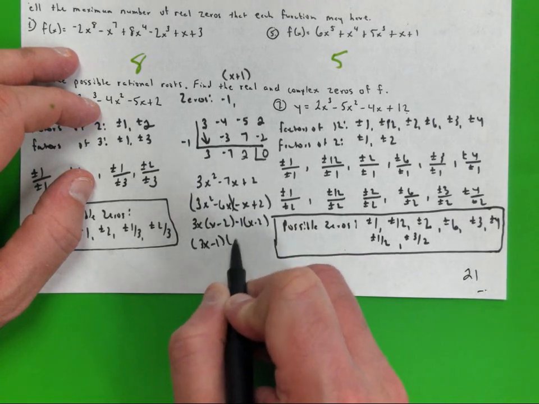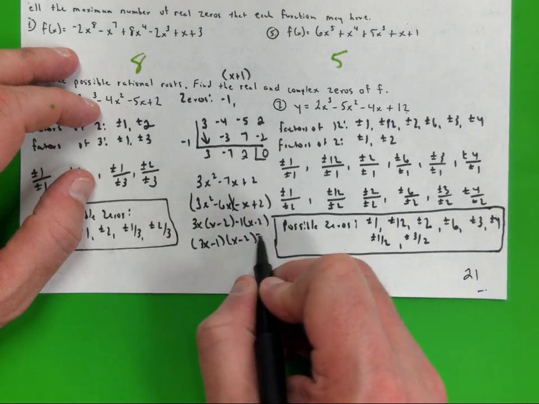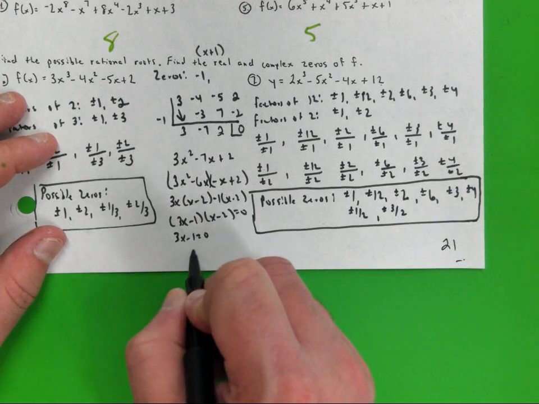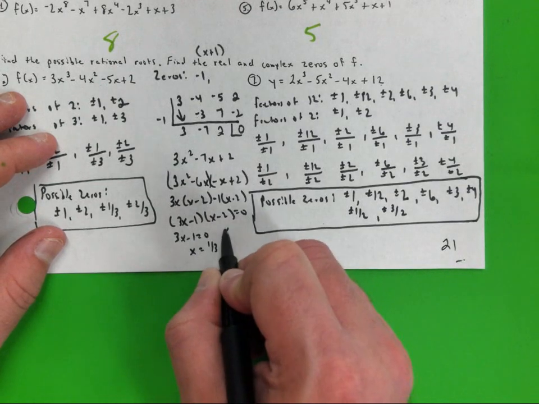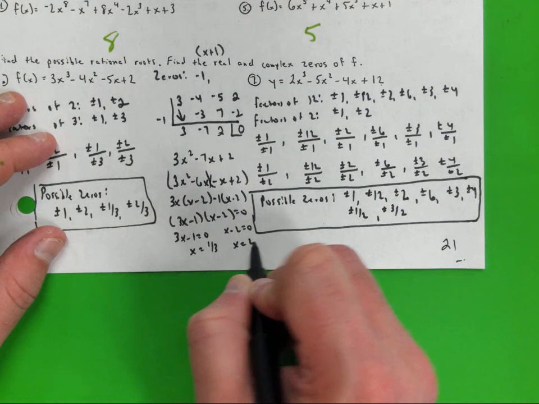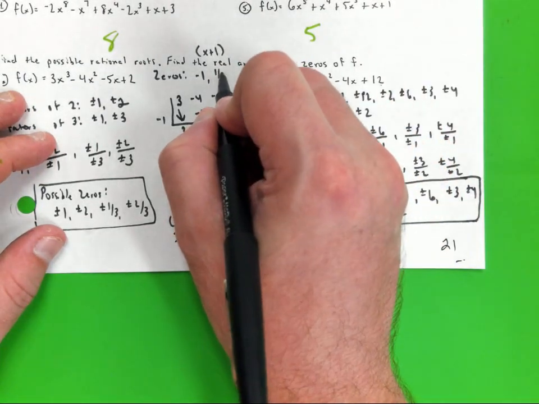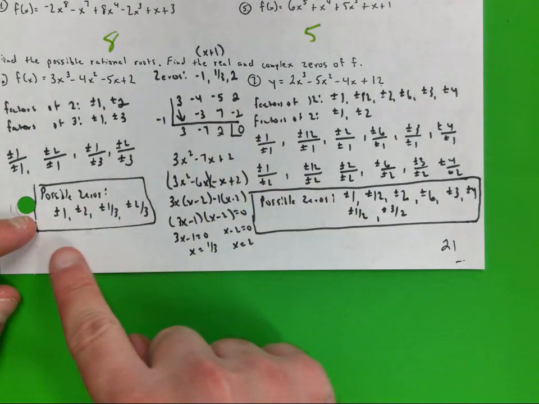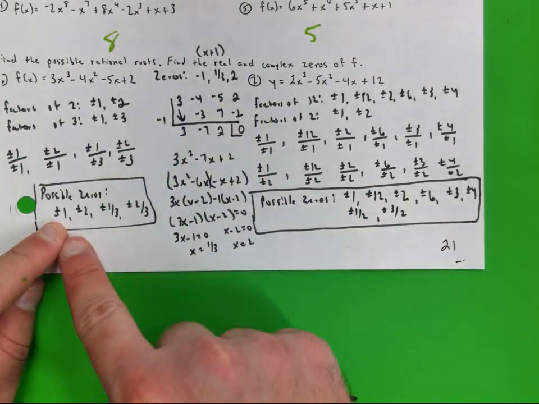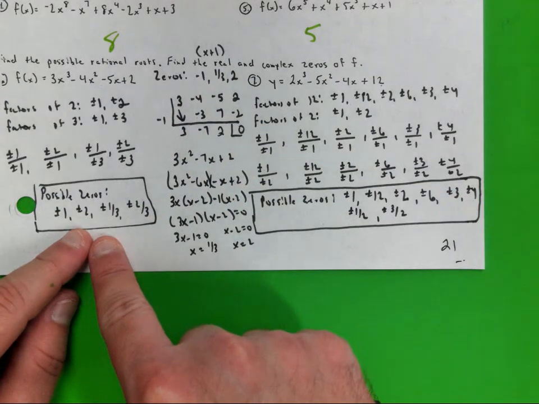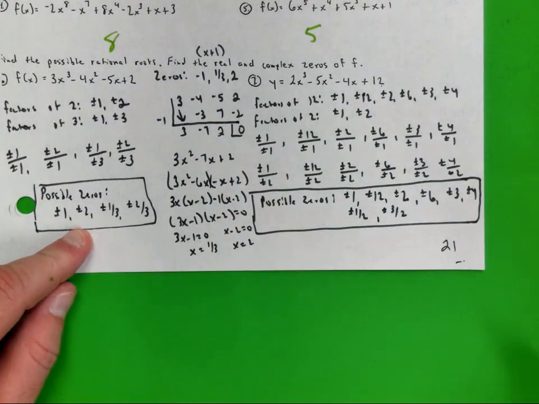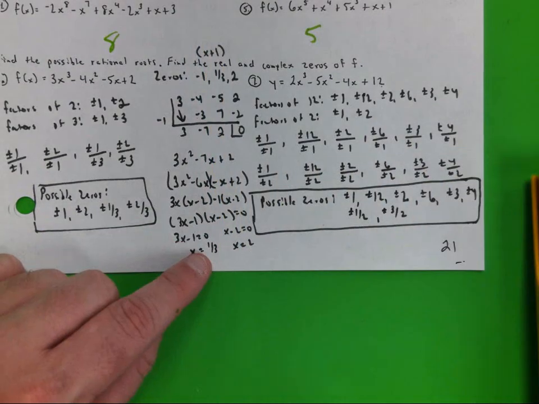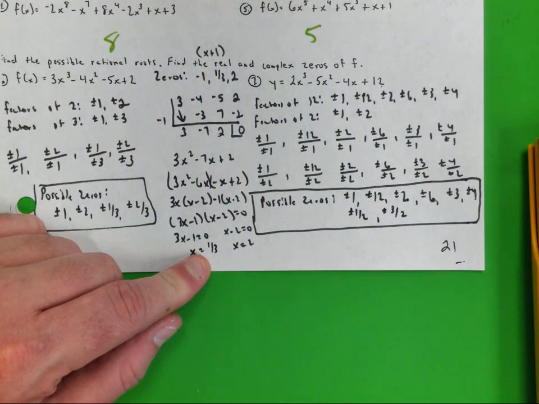So I get 3x minus 1 and x minus 2. Set them both equal to 0. I get 1/3 and I get 2. So my zeros for that problem are -1, 1/3, and 2. Let's see if we look back to our possible zeros. Were they all in our possible list? Yes. They were in our possible list. But see, y'all, we were about to jump quick and say it was 0, weren't we? But in fact, it was not 0. It was 1/3. Does that make sense?